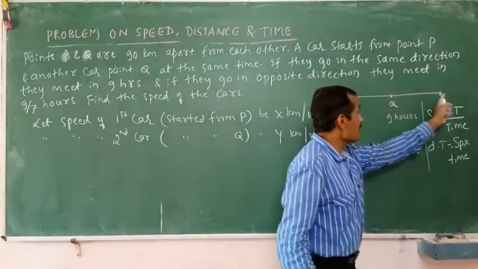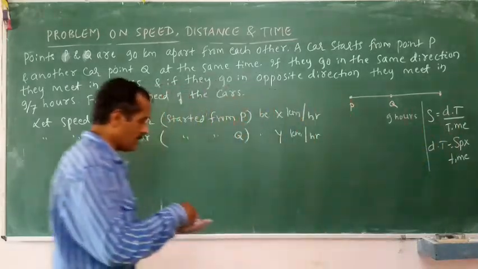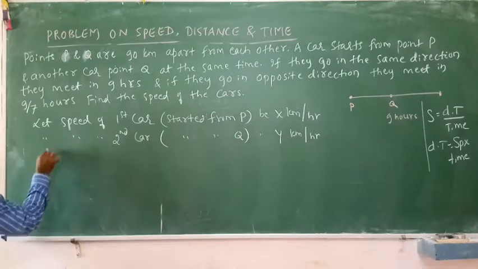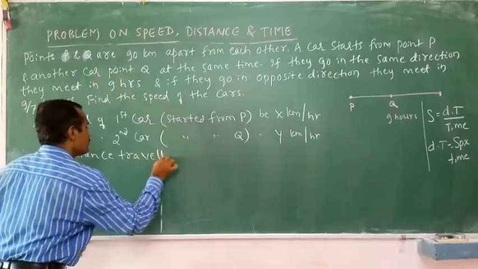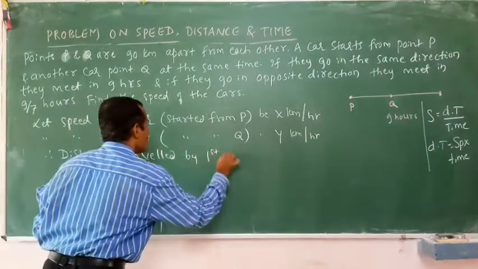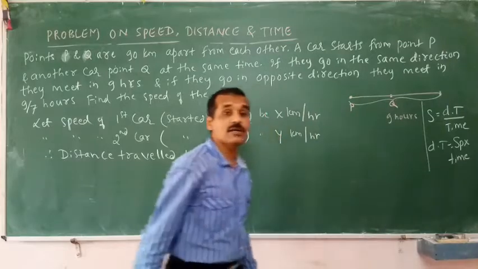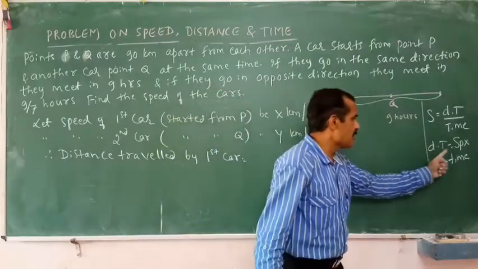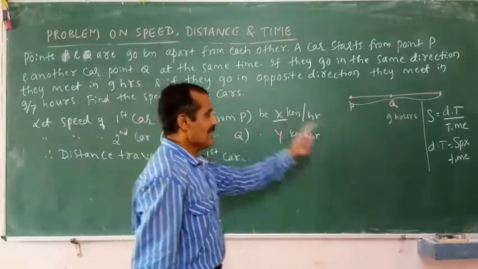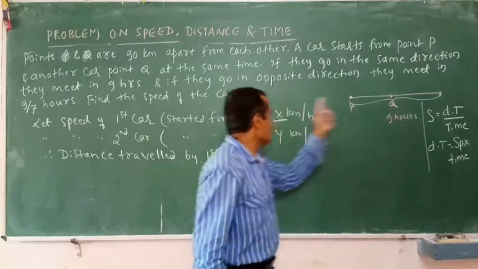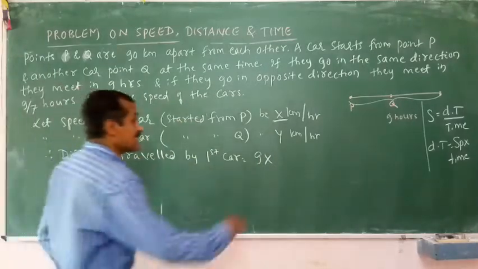See, this is the modification. I want the distance travelled, so I have converted it: distance travelled is equal to speed into time. Therefore, the distance travelled by the first car, from here to here, how much? The formula for distance travelled is speed into time. What is the speed of the first car? x. How much time has it travelled? 9 hours. 9 into x gives you 9x. This is the distance travelled, in kilometers.